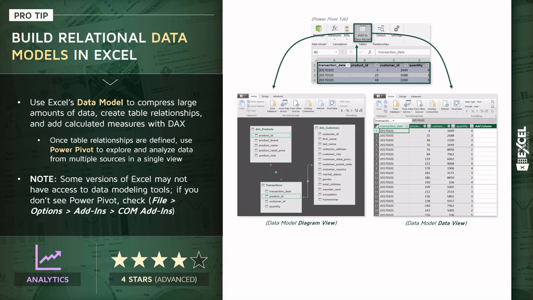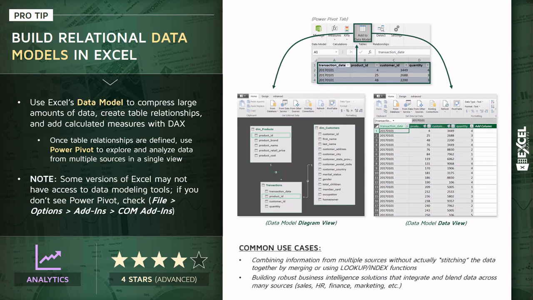It looks and feels exactly like a regular pivot table, but it's sitting on top of a data model. So common use cases here: one, combining information from multiple sources without actually mashing it together by merging or using functions like lookup or index. And two, this is the foundation for building robust business intelligence solutions that can integrate and blend data sources from all sorts of places like sales data, HR, finance, marketing, etc.